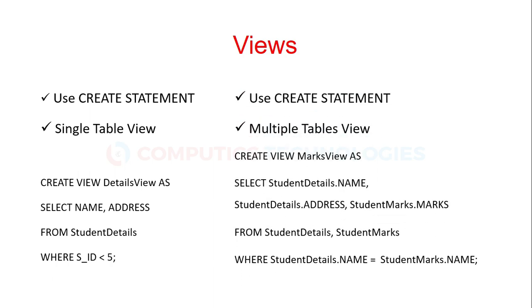Now we will create a view from multiple tables. We can simply include multiple tables in the select statement. You can see in this example, we are selecting name and address from student details and marks from student marks. So we are using multiple tables, student details and student marks, to create a view.